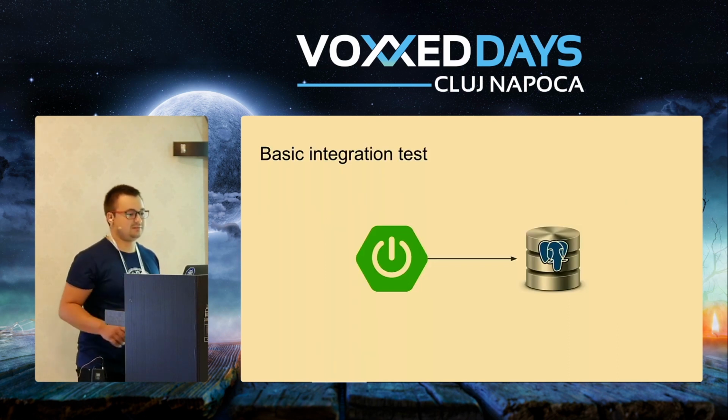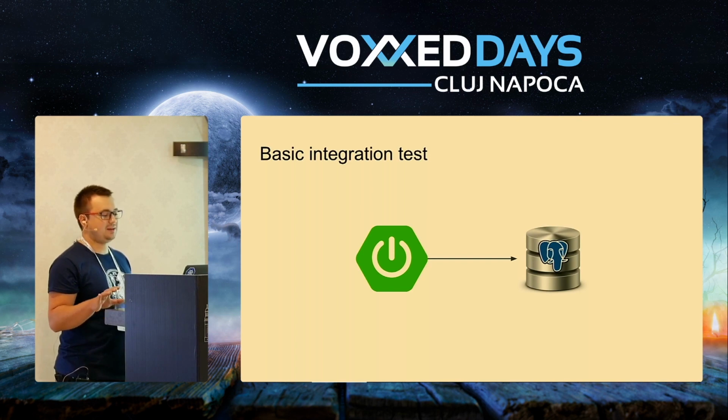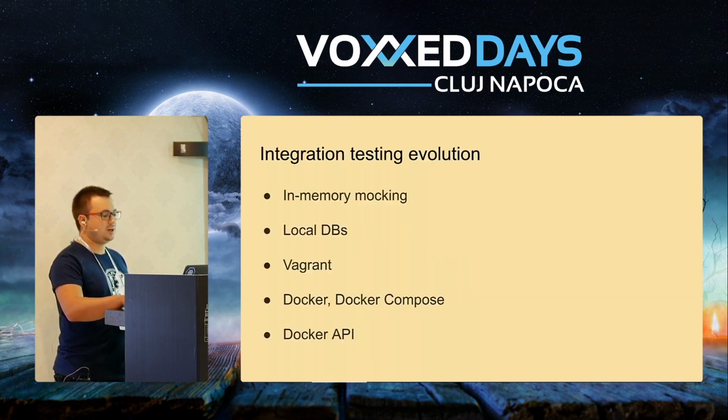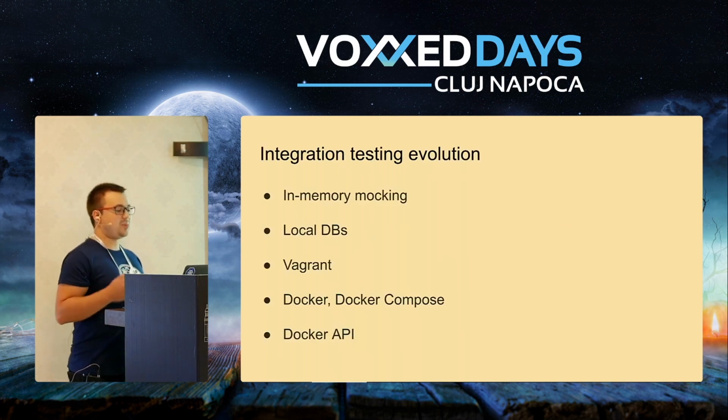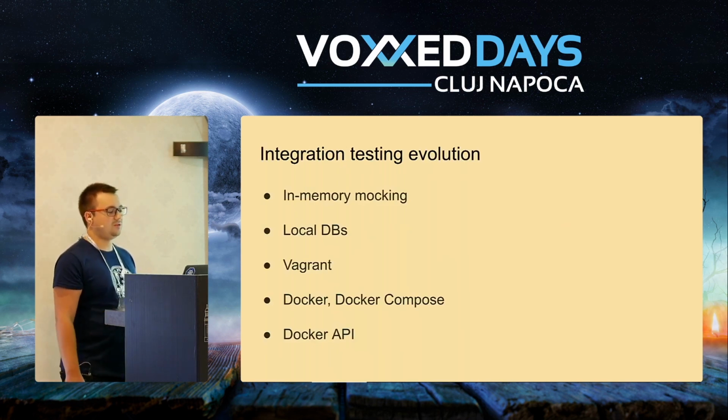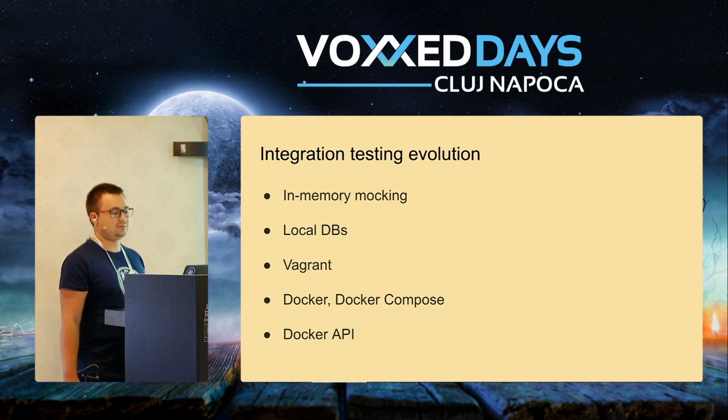So this is a very basic scenario. We have some service, and we have some database. In this example, we have Spring Boot and a Postgres database. So how would we be able to test this kind of interaction with our database? If we step back and think about the history, how it was done before, it was done with in-memory mocking. I think many of you remember the H2 database that people used to emulate Postgres or MySQL.